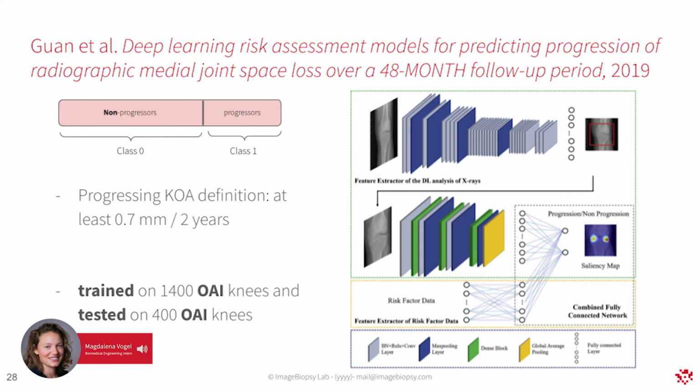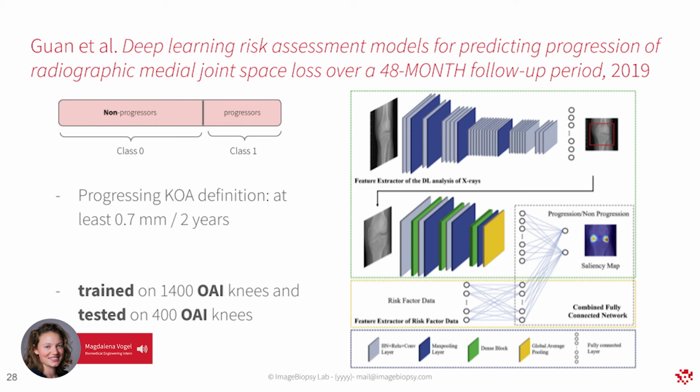The second study I had a look at was from Guan et al. They also classified between the non-progressors and progressors, but they had a similar definition of progressing KOA like we had. They used an absolute number of joint space narrowing of 0.7 millimeters per 2 years, which is about between 10 and 25% from the baseline joint space width. And they only trained with OEI data. They trained with only 1,400 knees and tested on 400. So they had less data than we used.